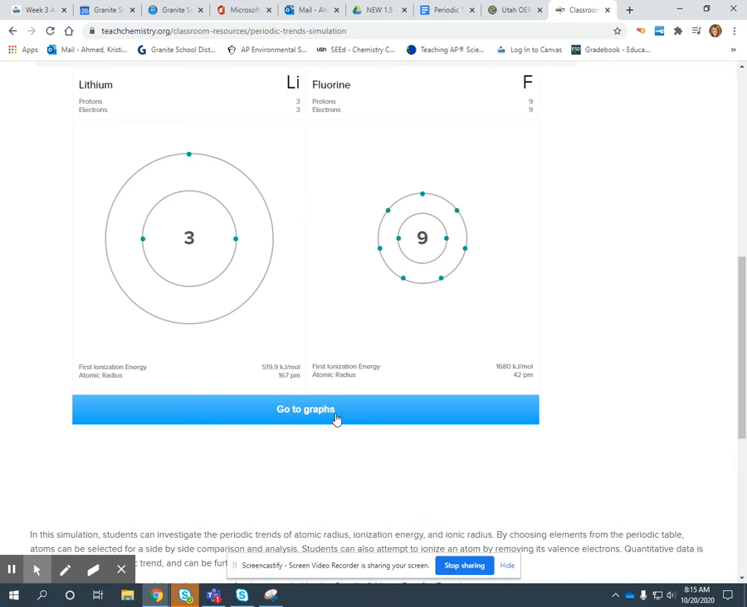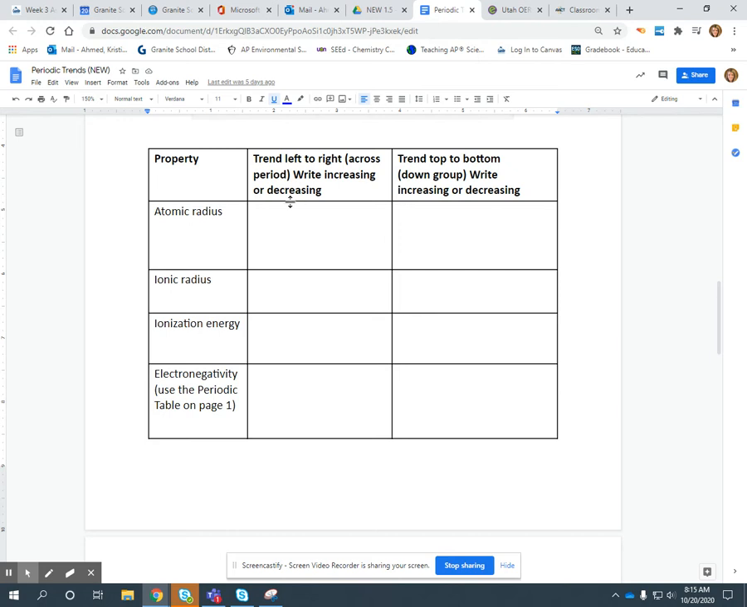Okay, so you can see that the trend here as we go across the period, the atoms are actually getting smaller. This atom has 3 protons, this atom has 9 protons, and so the atomic radius is getting smaller. So for the trend, I'm going to write that it is decreasing for the atomic radius. That's what I'm going to write here in the table.